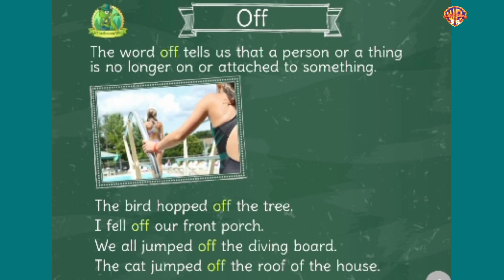Off. The word off tells us that a person or a thing is no longer on or attached to something. The bird hopped off the tree. I fell off our front porch. We all jumped off the diving board. The cat jumped off the roof of the house.